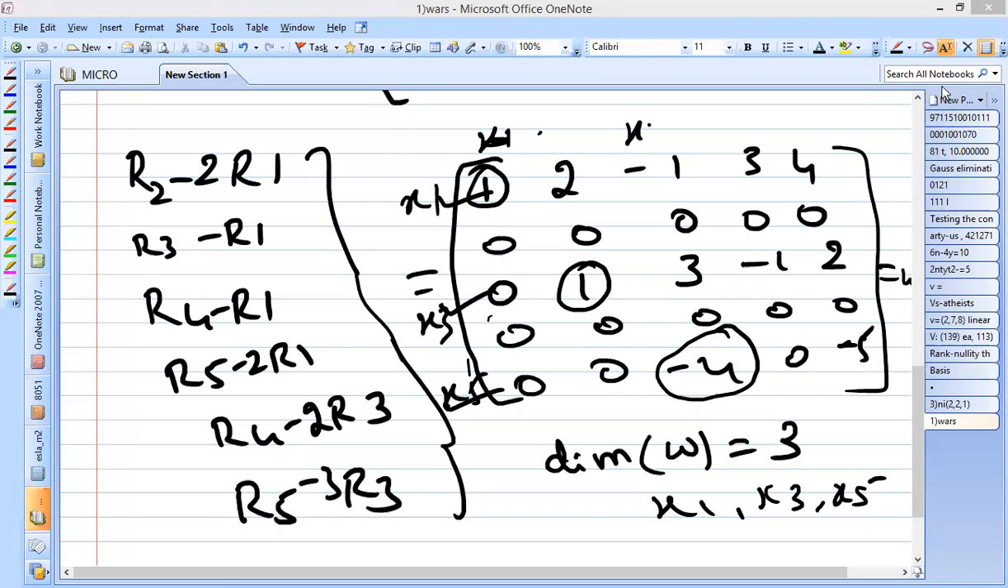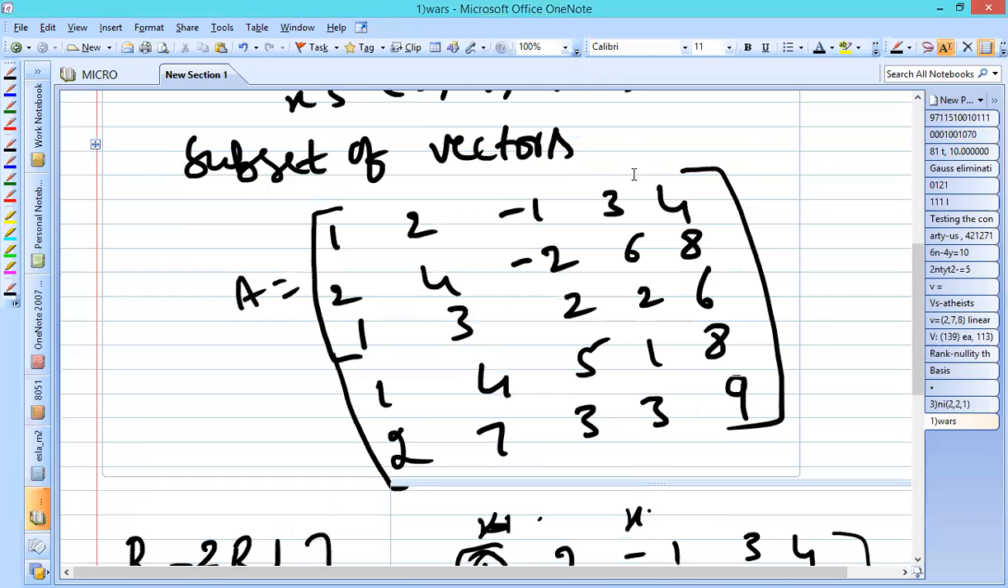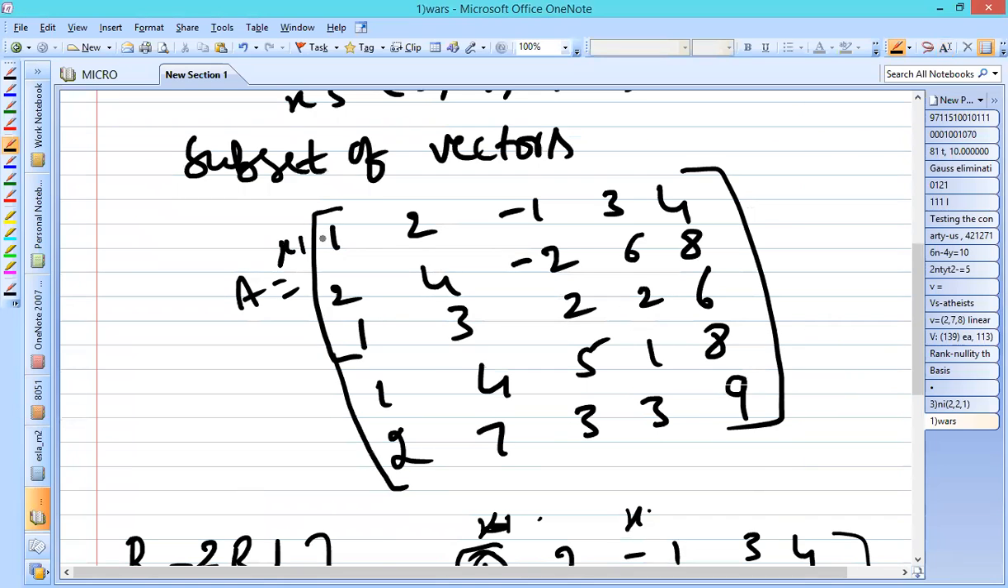x1 values should be in the column, okay? See, here we have written x1 elements row wise, x2, x3, x4, x5. So you can write either in the column or row. Depending on the operation that you are going to perform, you can have the elements. So here x1, x2, x3, x4, x5 are considered as the elements, not the vectors.